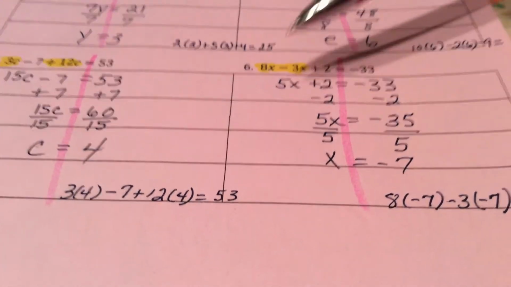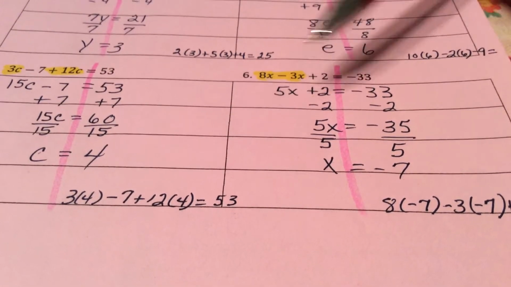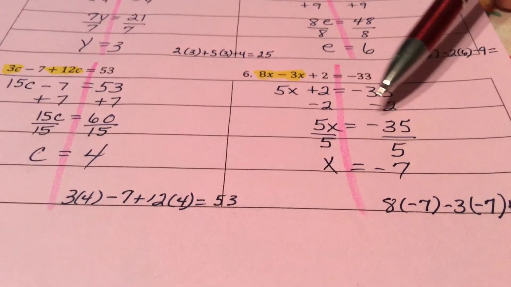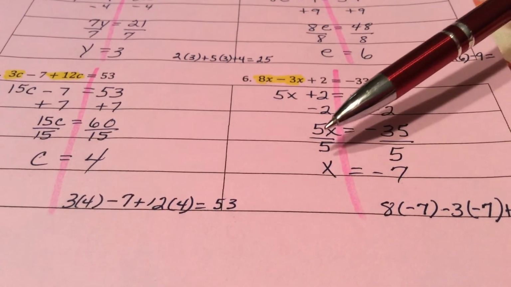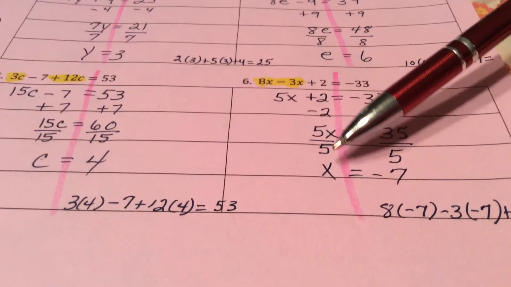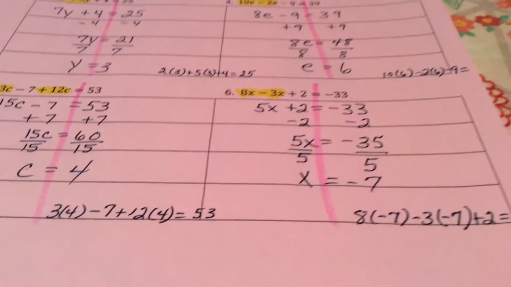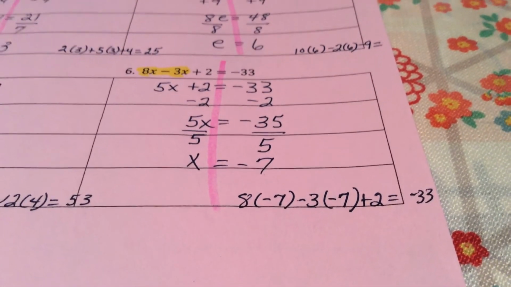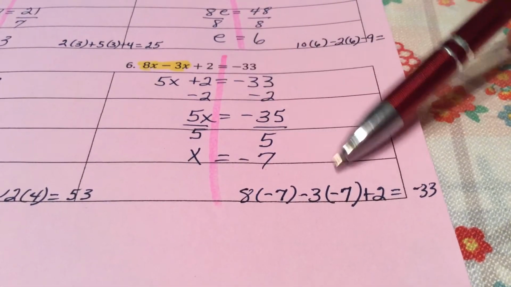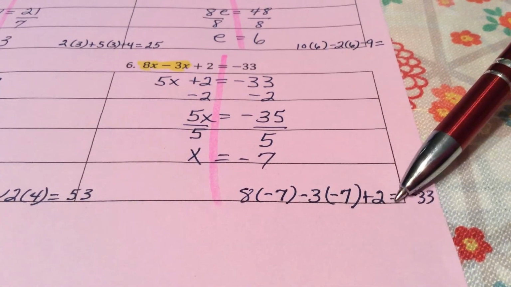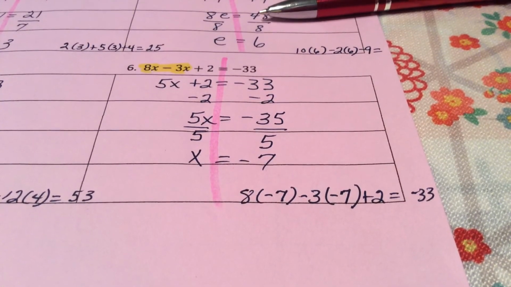Now, cover up your 5x. To get rid of plus 2, we minus 2. We minus 2 on both sides. We get 5x equals negative 35. We divide both sides by 5, and we get x equals negative 7. Now to check this, you will take 8 times negative 7 minus 3 times negative 7 plus 2, and you will get a negative 33, and it checks.